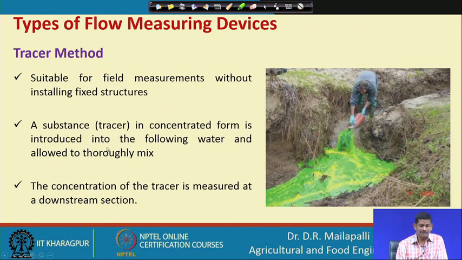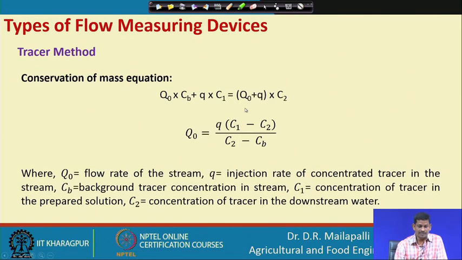And then the next is the tracer method. In this method, a particular tracer is injected at the head end. Then you measure its concentration downstream. This is the simple principle, and based on the mass conservation principle you are going to estimate the flow rate.